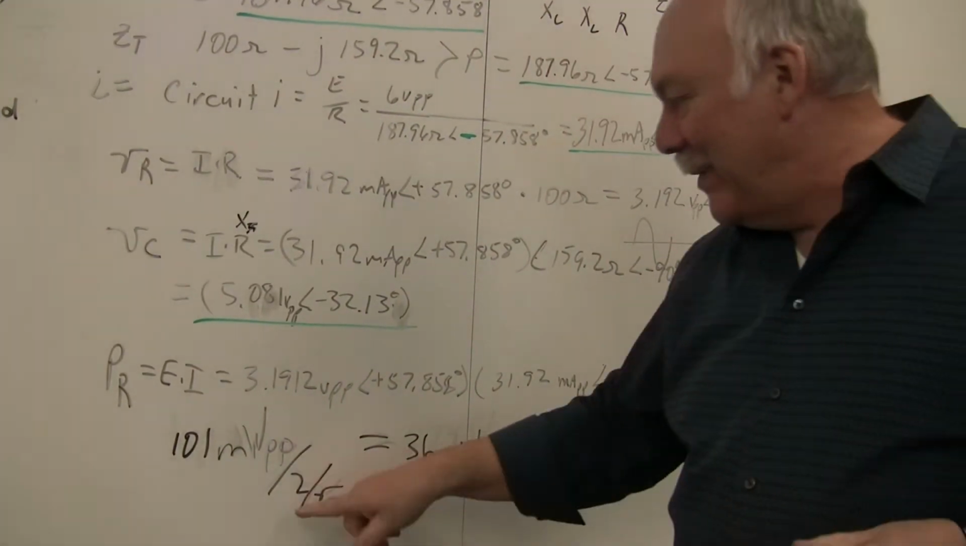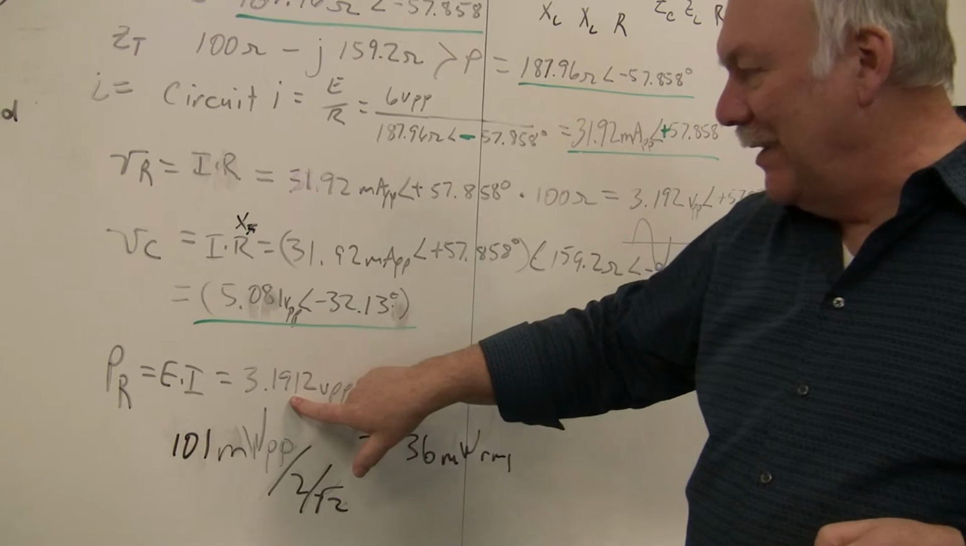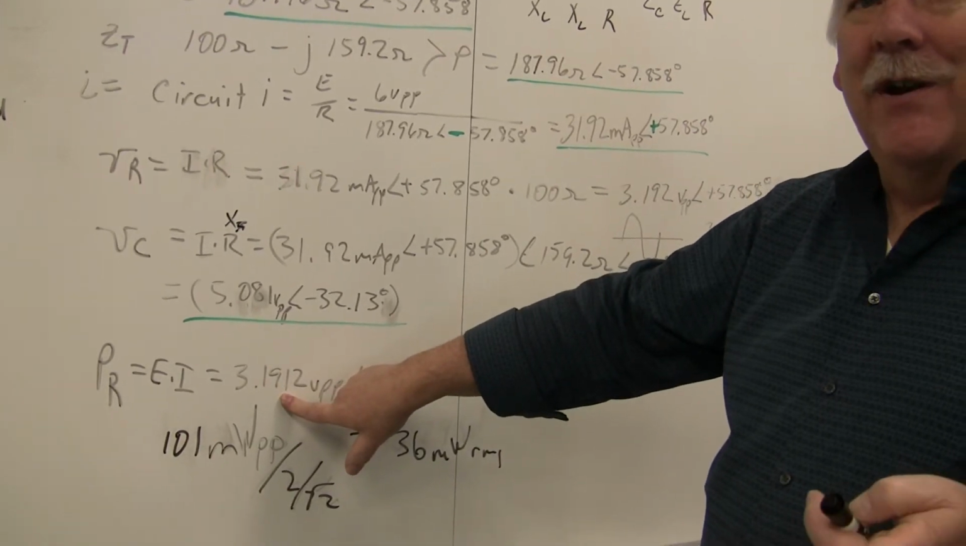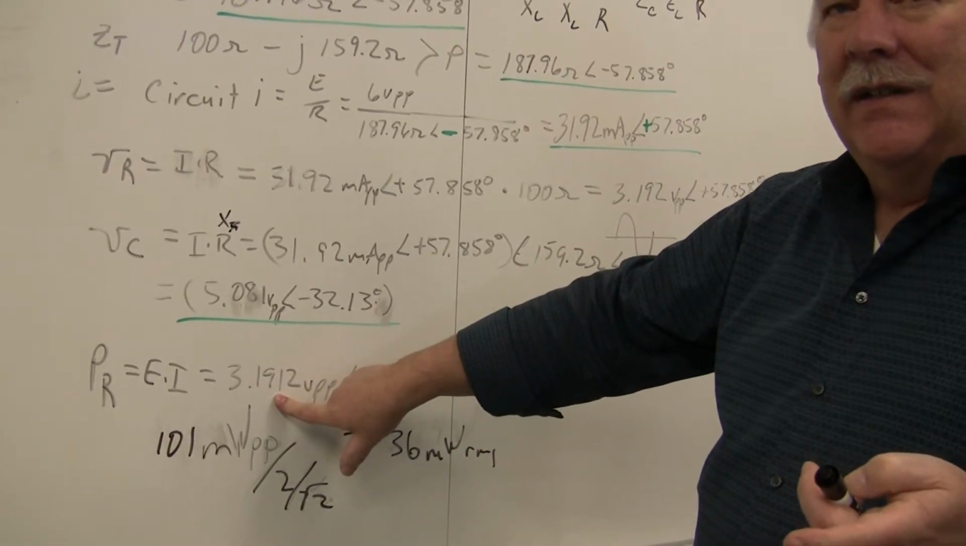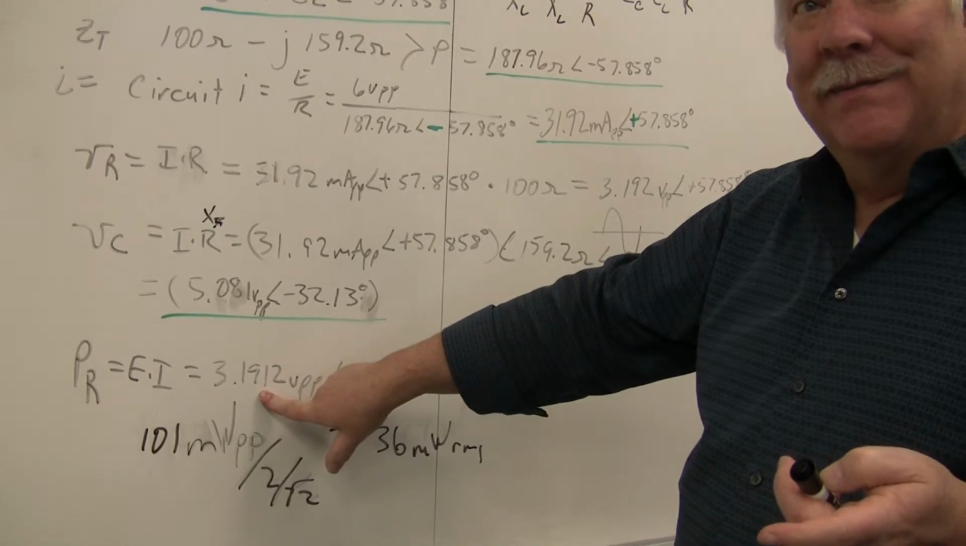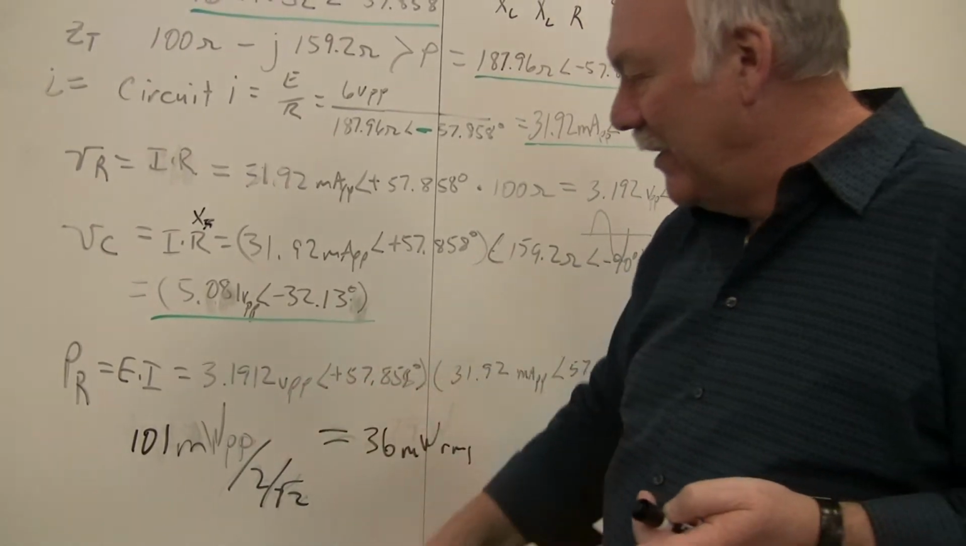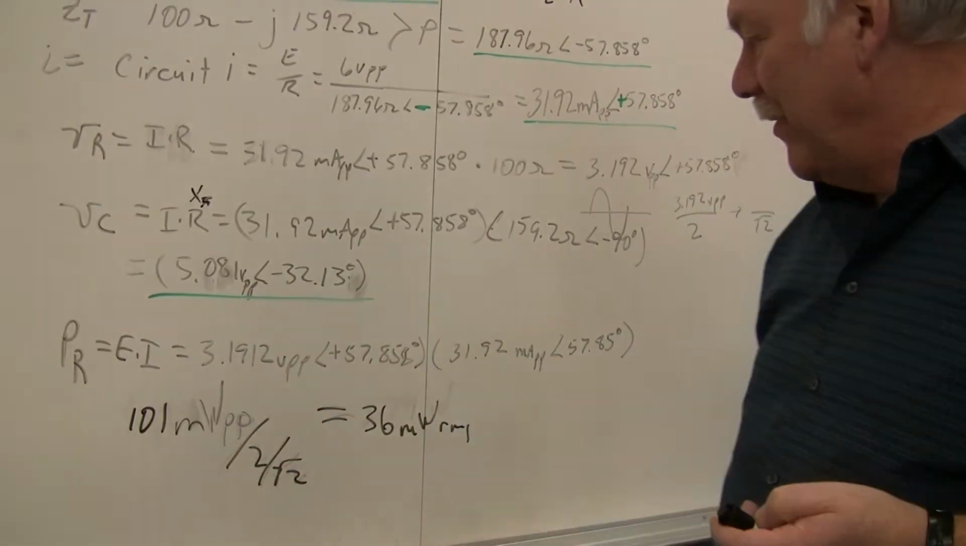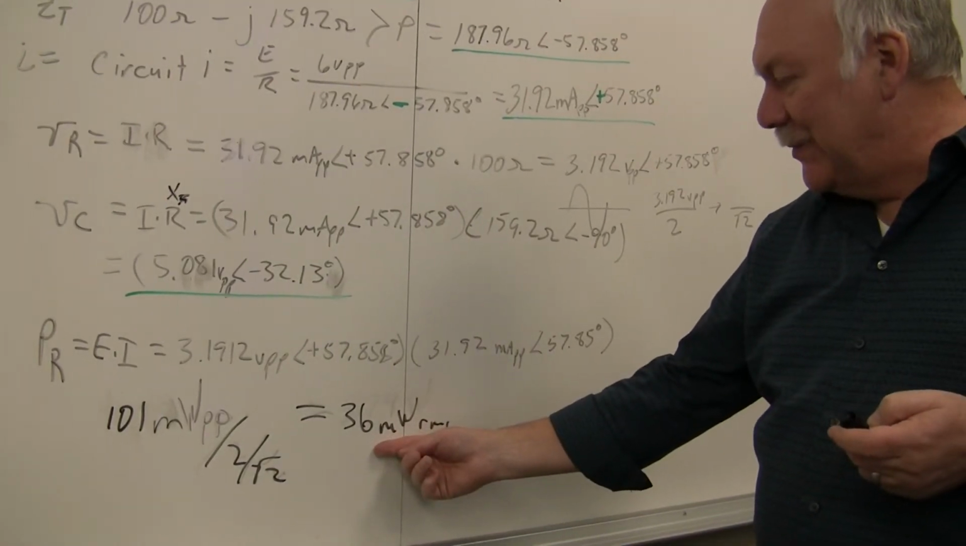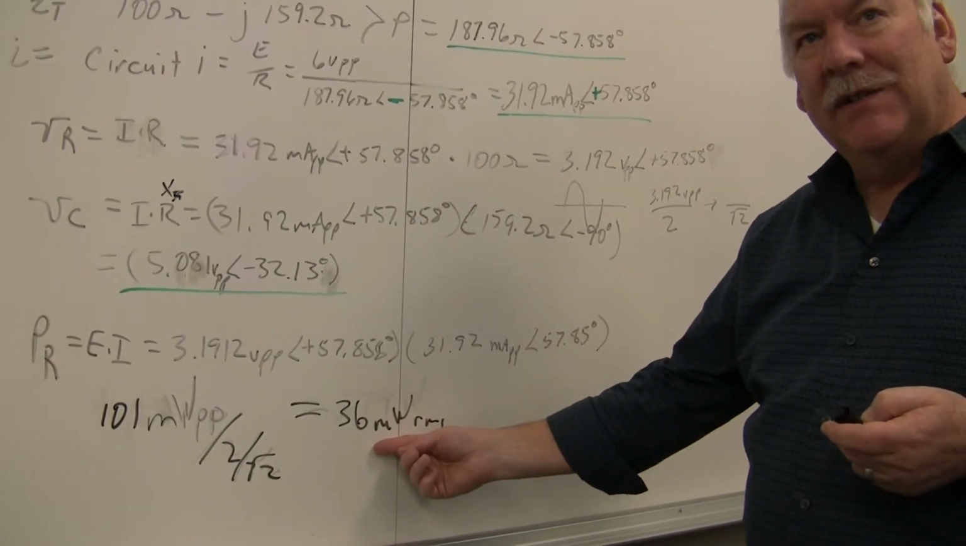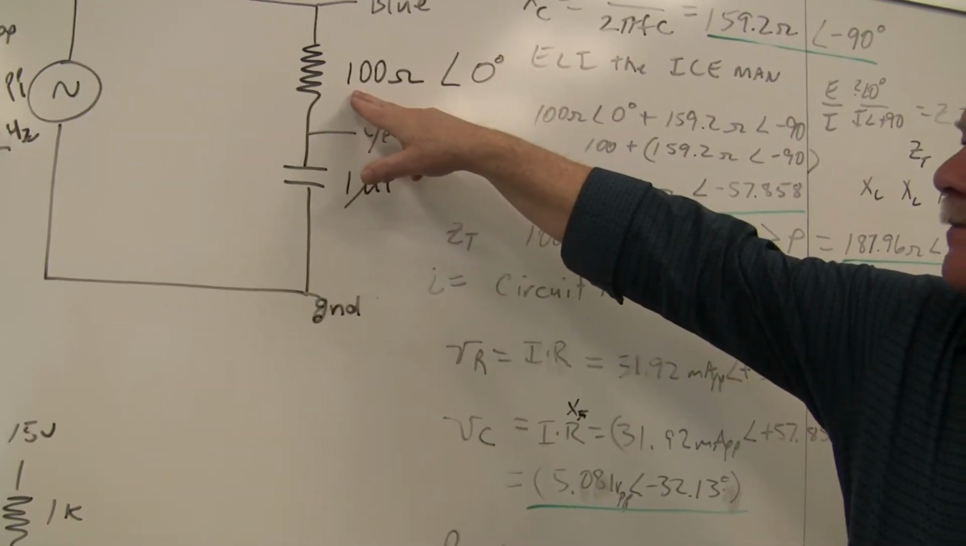And you divide that by 2 because you do an RMS value of watts. It's always an RMS. So we divide it by 2, divided by the square root of 2. We end up with 36 milliwatts of power being dissipated by the 100 ohm resistor.